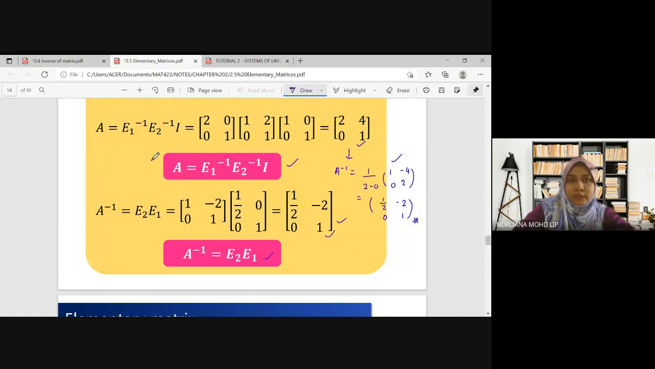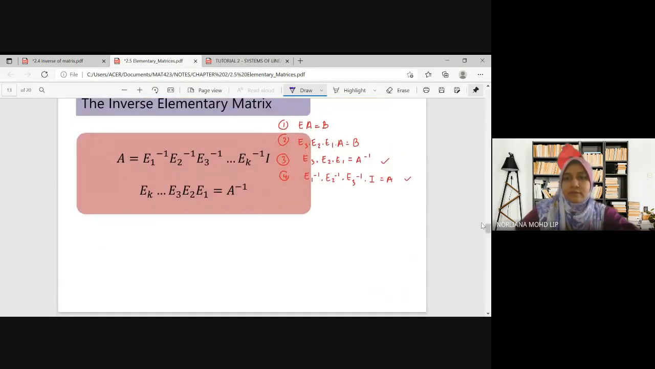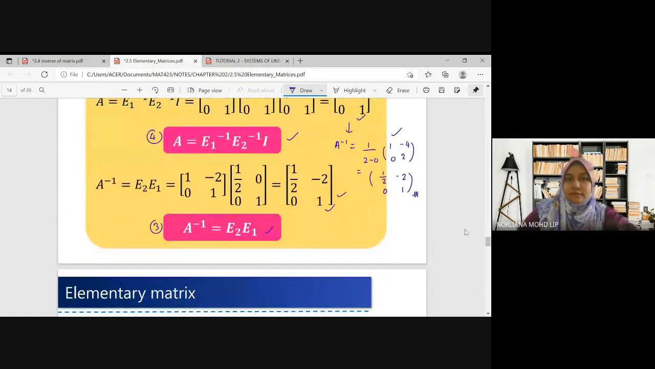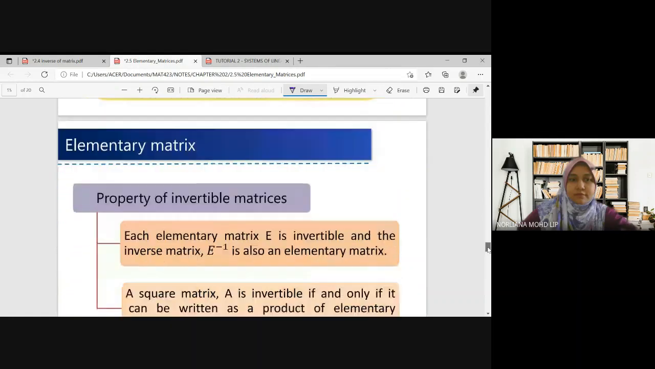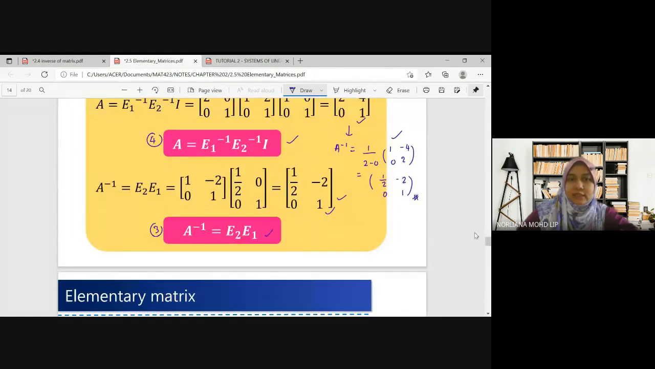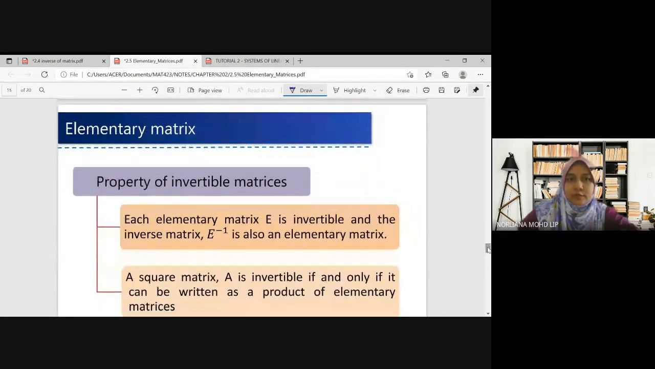Ni proof teorem yang ke apa tadi? Ni ketiga kan. Ketiga ni yang keempat. Okay. Okay, dah. Ni last tadi. Last lah untuk ni. So this is the summary for elementary matrix.